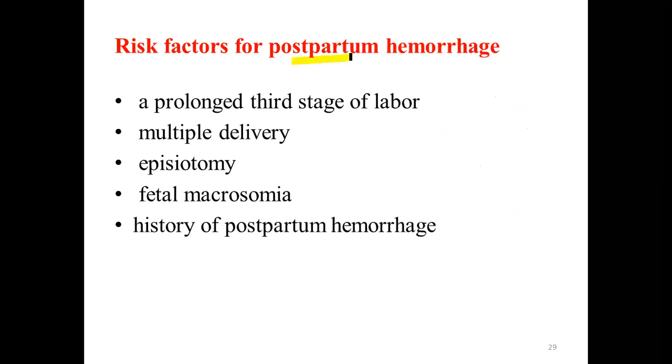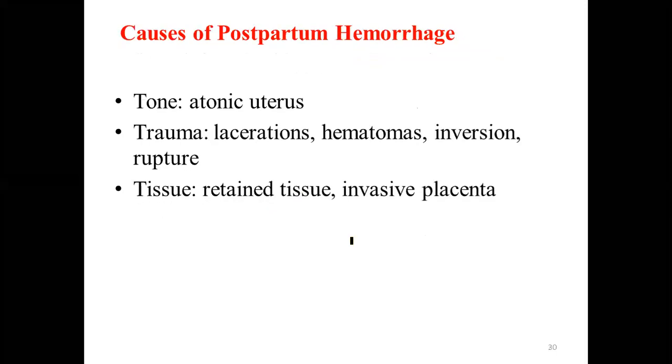Then what causes postpartum hemorrhage? Prolonged third stage of labor, multiple deliveries, episiotomy, fetal macrosomia which can cause damage in the local areas, and a history of postpartum hemorrhage are some of the possible risk factors. But the possible causes are usually atony of the uterus and any trauma, which ranges from laceration, hematoma, inversion or rupture, any retained tissue, and invasive placenta. Sometimes there is a strong connection of the placenta with the uterus, so that is very invasive. So during delivery of the placenta, there is a possibility of rupture of the blood vessels, which ultimately causes significant bleeding. Those are some of the causes.